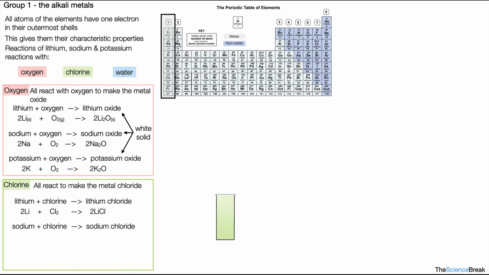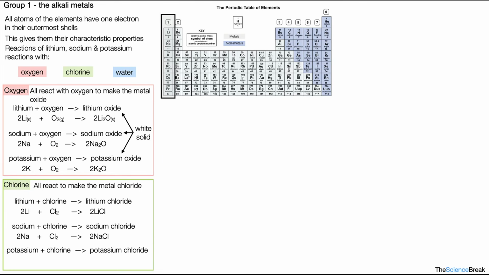Here I have a container with chlorine gas inside of it. It's covered by a glass lid so that chlorine can't escape. Here is our example of sodium, and we can take this sodium, heat it up using a Bunsen burner, and once we have heated it, we can place it into the jar of chlorine gas. You'll see quite a vigorous chemical reaction. We see flames, a yellow flame, and eventually, once the reaction is finished, we end up with a white solid, which is our sodium chloride.